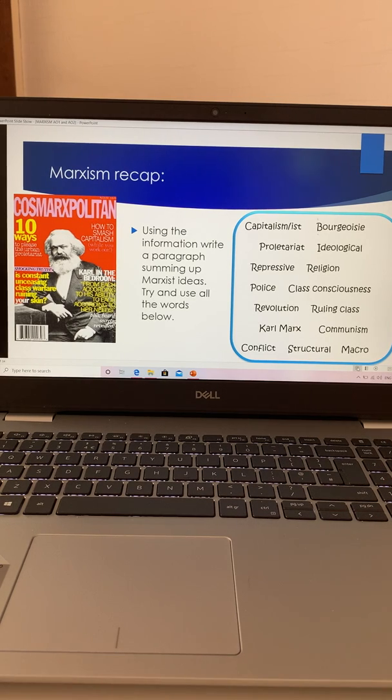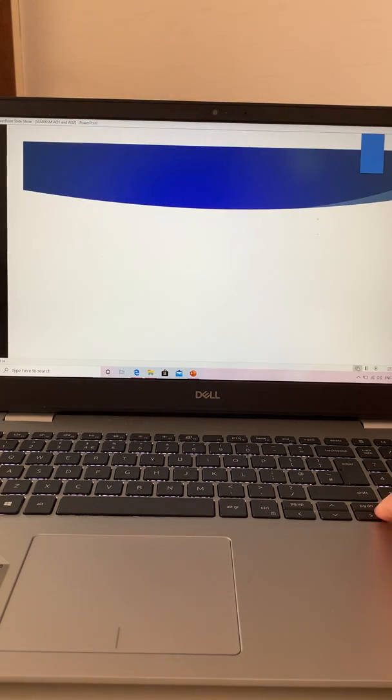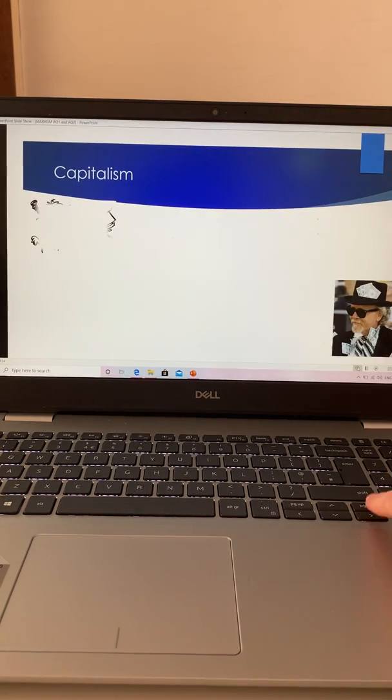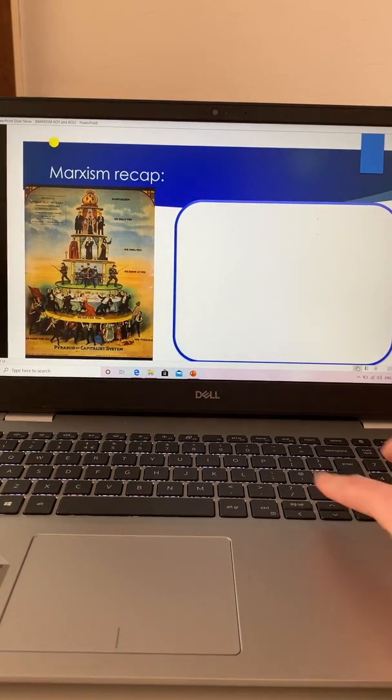So, a Marxism recap then. You've got some key words. Have a go at writing your own response or talking through it on your own. What would you use? What would you bring in to give you a nice summary of what Marxism actually is? You've got some lovely key words there: class consciousness, ruling class, a conflict structural macro approach. Have a discussion with yourself. Feel free to stop this and do that. And then we'll delve into some of the key bits of Marxism.